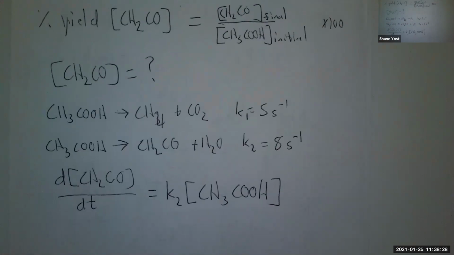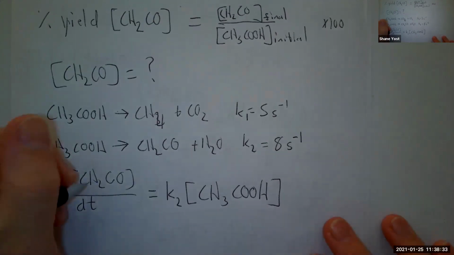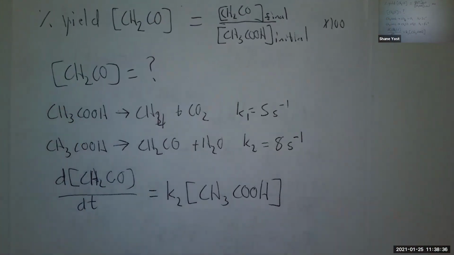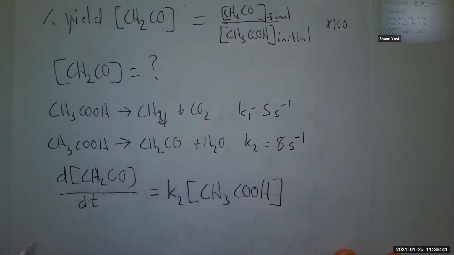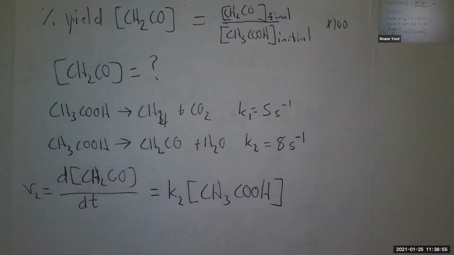I know this to be true because I'm asking, what is the change in concentration of CH2CO as a function of time? Well, that is just equal to whatever the rate of this reaction is. It's just equal to the rate of reaction 2. Again, we're told these are first order reactions, so the rate of reaction 2 is just the first order rate law, K2 times CH3COOH. So that's how I get this equation.